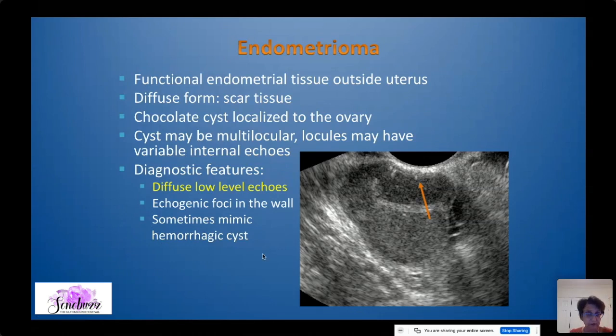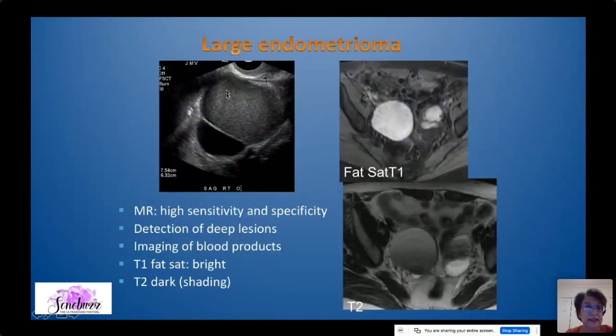And of course, if it's a large cyst, such as this one, more than 7 centimeters, you can see again that this has a typical ground glass appearance. Then you may want to do an MR just to confirm. Basically, there will be high signal intensity on T1 because of their blood content. And there's a characteristic T2 shading that you see on T2, again due to the hemosiderin content of these lesions.